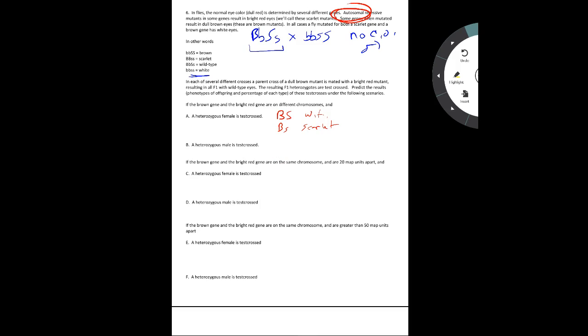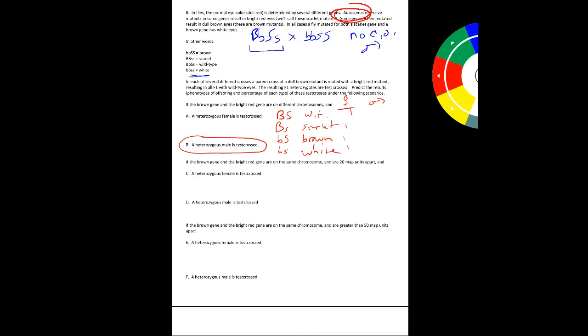Big B, big S, and then we're going to have little b. Little b, big S, little b, little s. So wild type, scarlet, brown and scarlet, but they're white. And they're going to be 1 to 1 to 1 to 1. If they're heterozygous male is test cross, so that's if a female was test cross. If a male was test cross, what would we get?